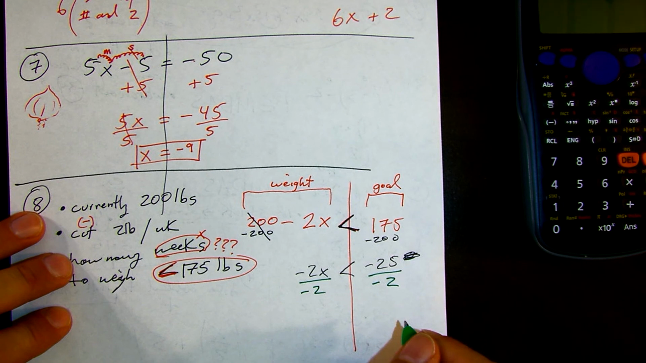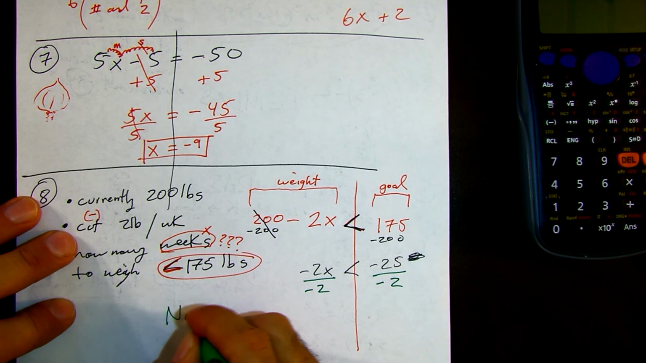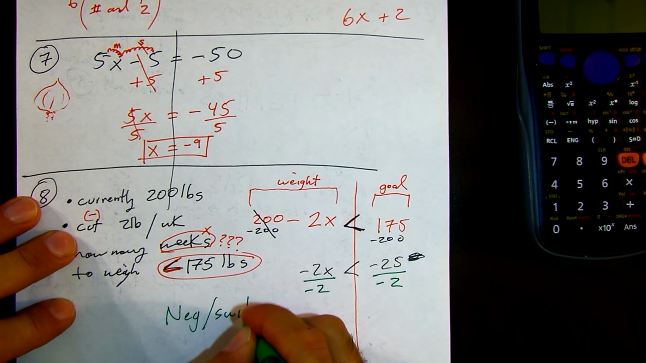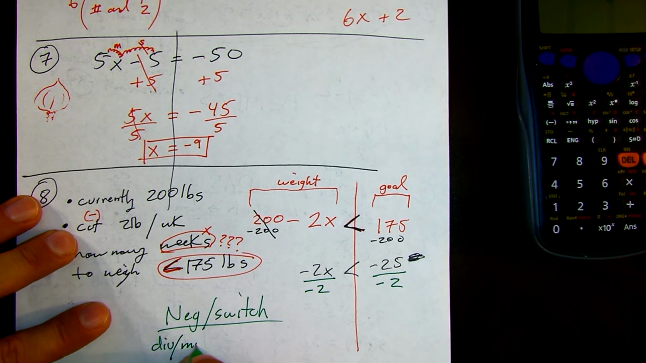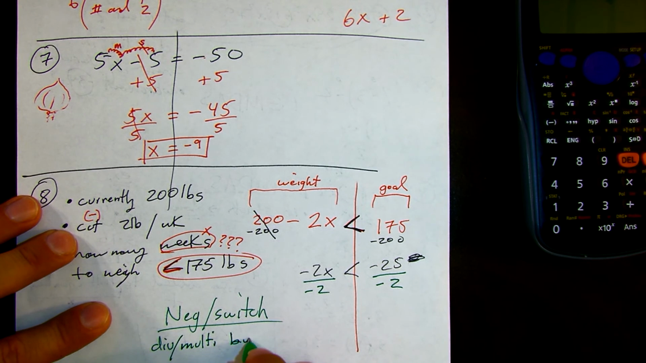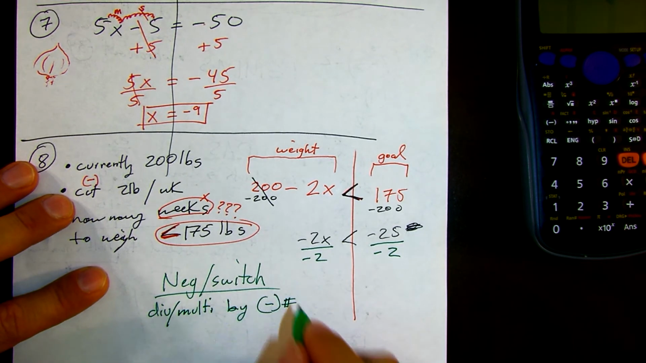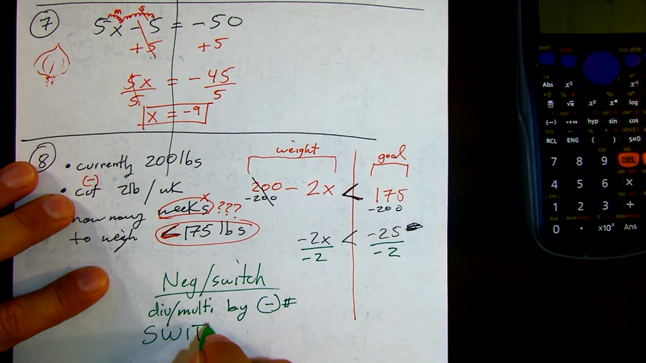Now, here's where we end up with the negative switch. If you missed it, here's why. Divide by negative 2. Uh-oh, we have the negative switch happening. The negative switch is if you divide or multiply by a negative number, you switch the direction of the inequality.